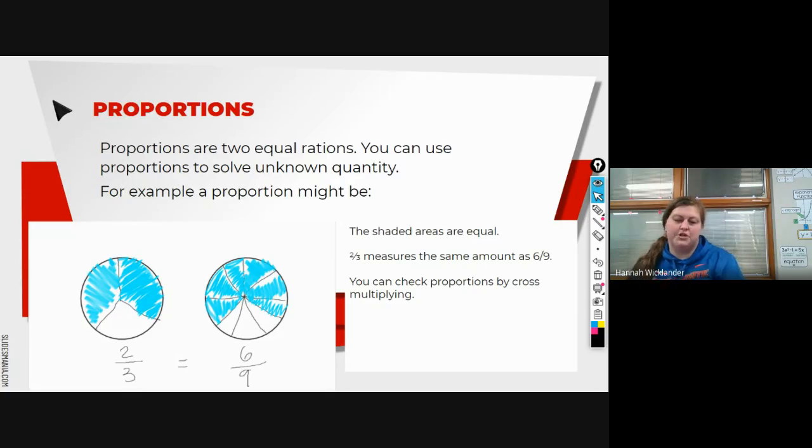So looking here at my 2 circles, they're both shaded in the same amount and have the same amount of white. So I see that the 2/3 is shaded and the 6/9 is shaded. They both have an equal section that is not shaded. I like to think of proportions too as a simplified fraction is also a proportion, because 6/9 can be simplified to 2/3.